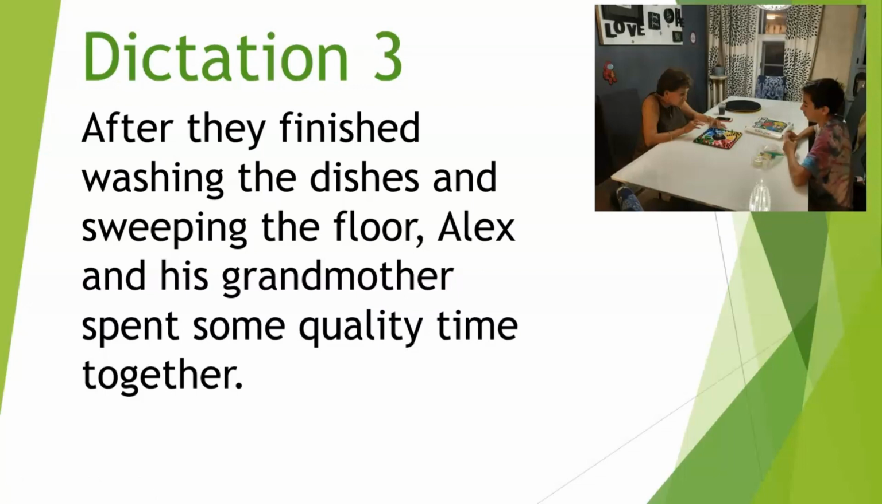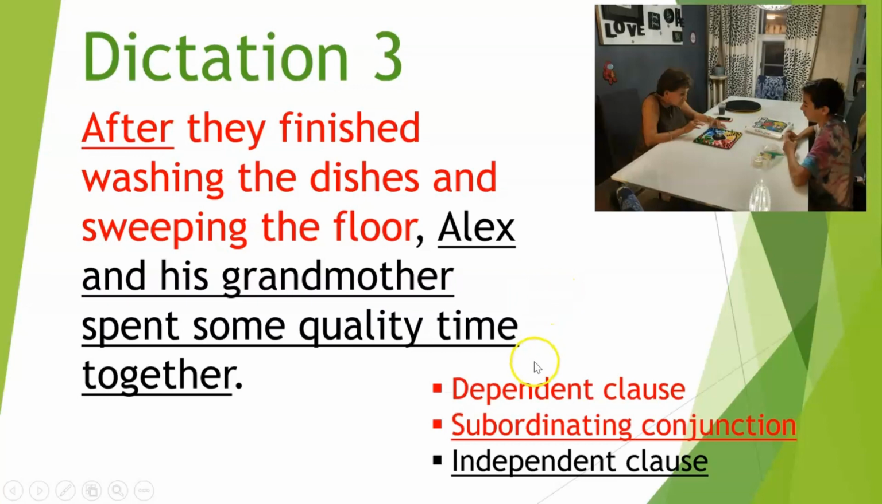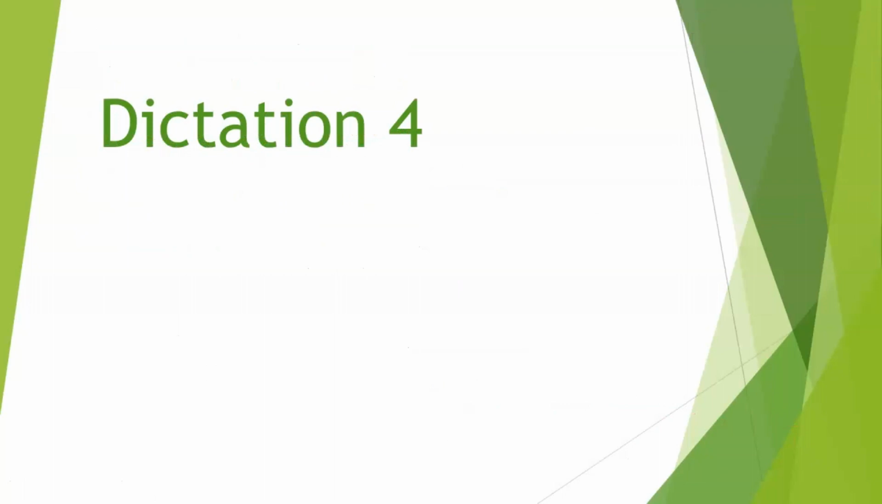Now, let's look for those parts of the complex sentence. And remember, you can pause, right? After each dictation, you can pause while you look. Okay, here we go. The dependent clause: "After they finished washing the dishes and sweeping the floor." That is the dependent clause with the subordinate conjunction at the beginning, "after." And then finally at the end, we have the independent clause: "Alex and his grandmother spent some quality time together." So again, all together, this is the complex sentence with the three parts. Okay, everyone, let's move along to our next dictation.